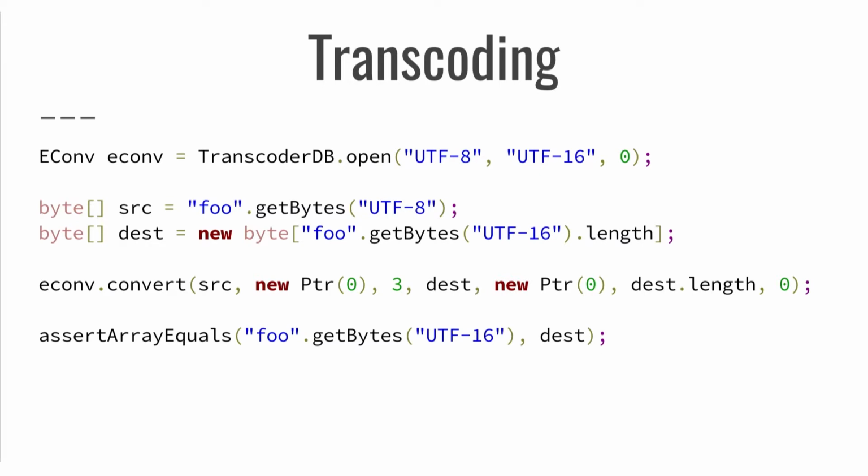We're telling it there's 3 bytes there. And then we give it a destination byte array. It does the translation for us and puts the number of characters in our out pointer. In the end, we get what we expect. We have the raw UTF-16 bytes, and we didn't have to turn it into Java characters. We can now write this back out to the wire directly.